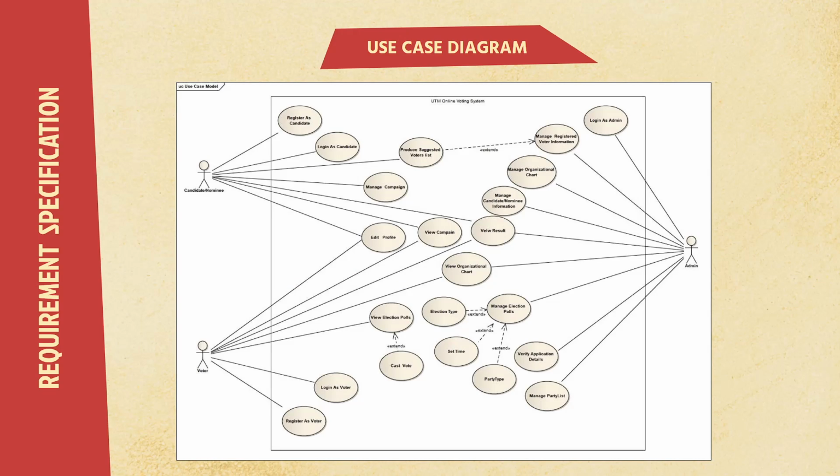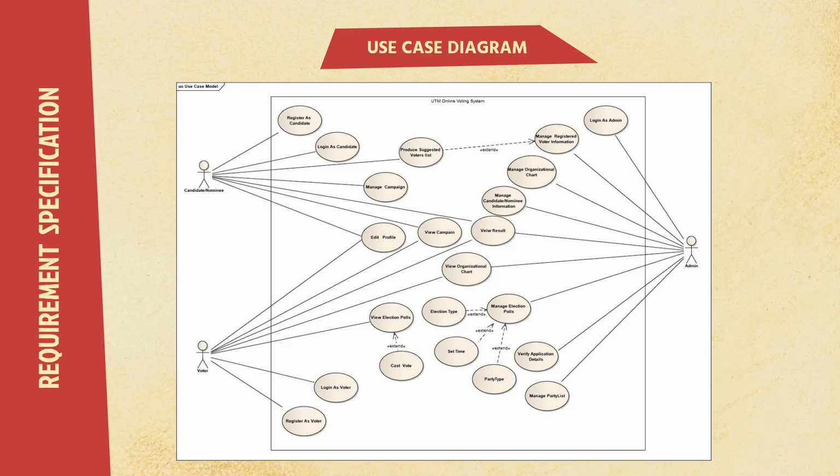So next is the requirements specification. This is the use case diagram for the UTM online voting system. We can see there are a total of three stakeholders. The first stakeholder, the admin, can log in, manage registration, manage registered voter information, manage the organizational chart, manage candidate information, view the result of the election, manage the election pools, verify application details of the candidate, and manage the party list.